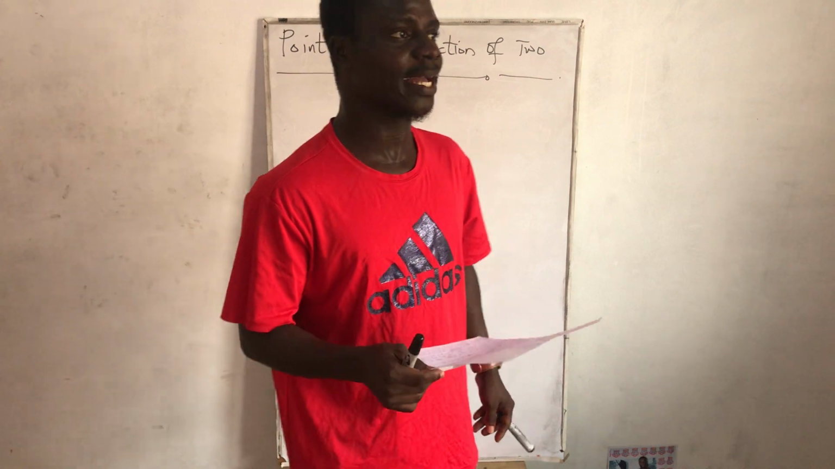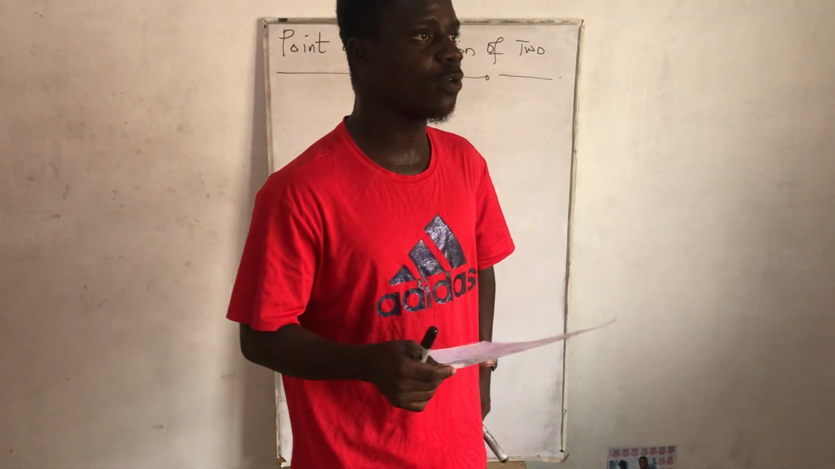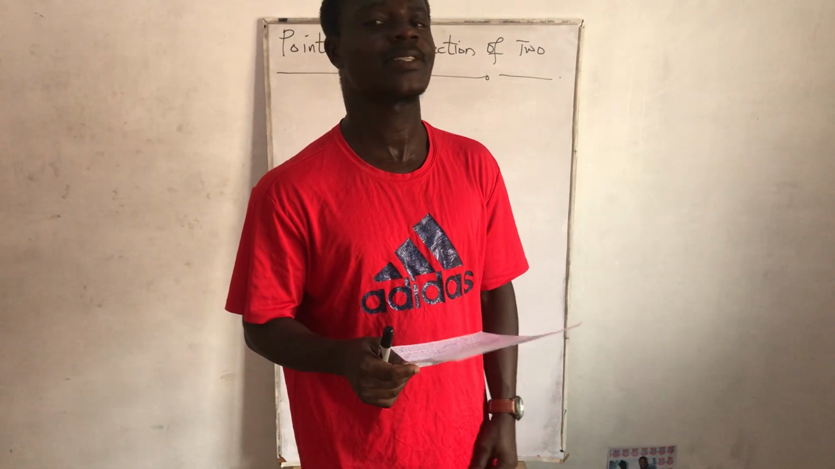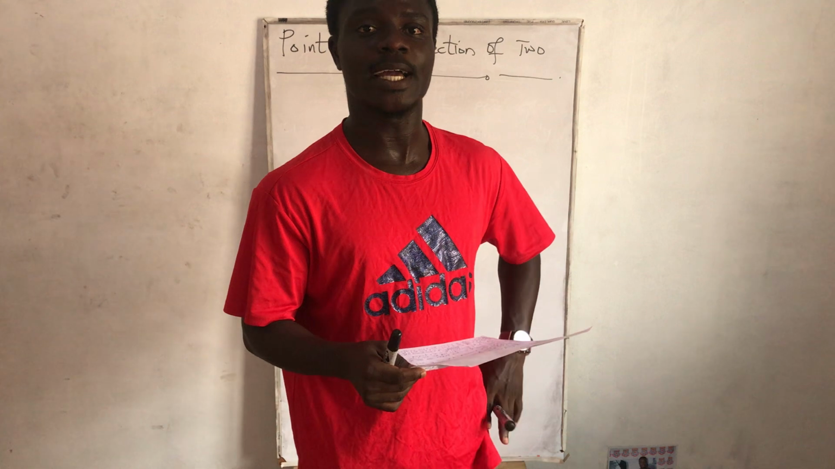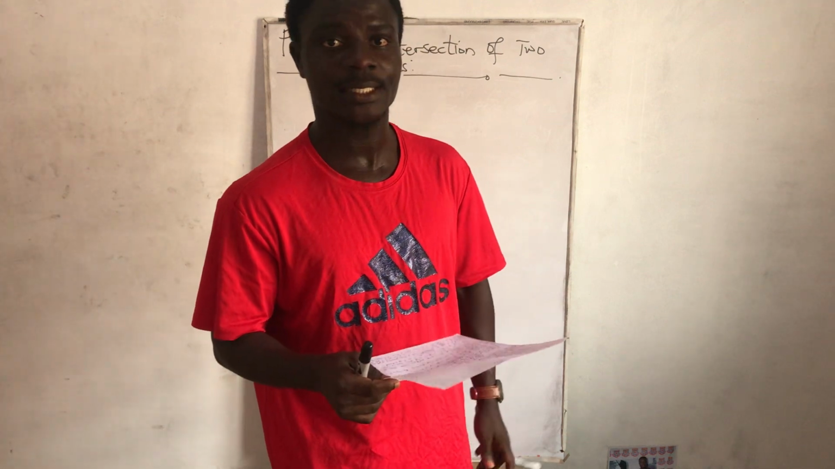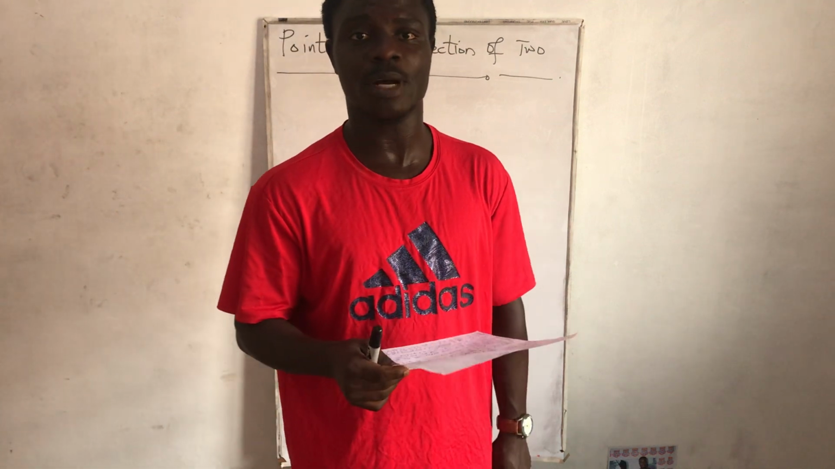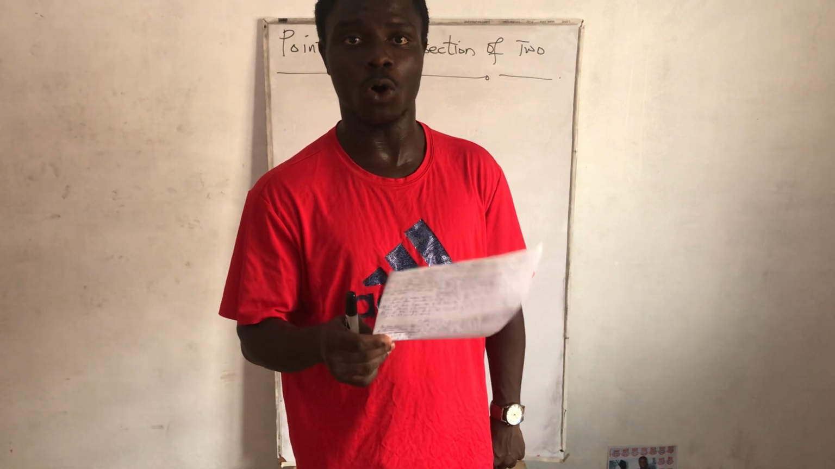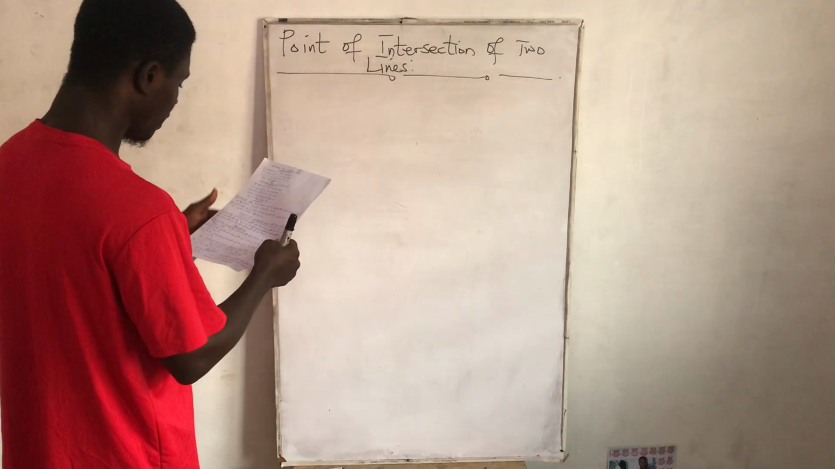Now, we have methods of solving simultaneous equations. We have the elimination method, the substitution method, and the graphical method. Then you can use the matrix method approach. You can use Cramer's rule or the inverse approach.